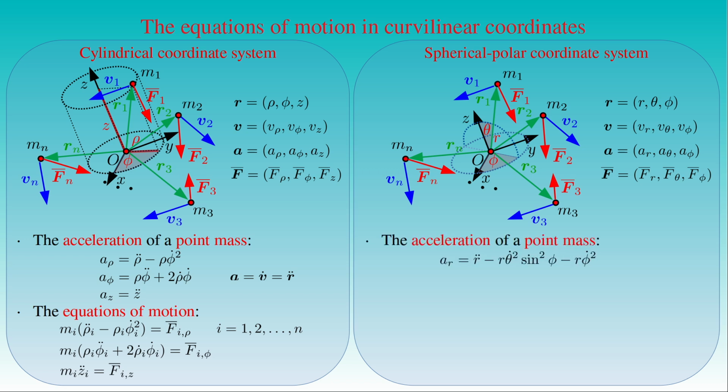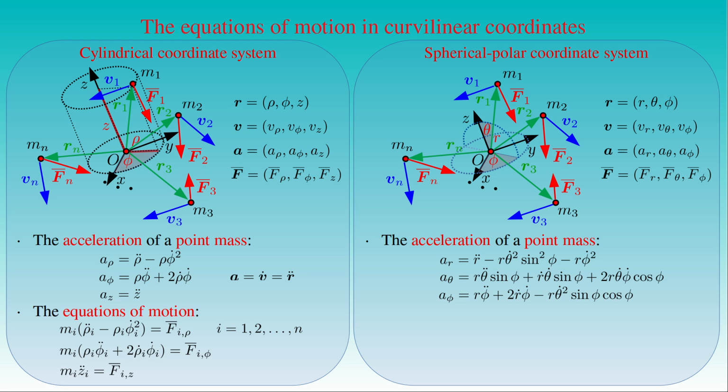The radial component of the acceleration is given by the second-order time derivative of the radial coordinate r, minus r times the square of the first-order time derivative of the polar angle theta times the square of the sine of the azimuthal angle phi, minus r times the square of the first-order time derivative of phi. The polar component of the acceleration is equal to r times theta double dot times sine phi, plus r dot times theta dot times sine phi, plus 2 times r times theta dot times phi dot times cosine phi. Finally, the azimuthal component of the acceleration is given by r times phi double dot, plus 2 times r dot times phi dot, minus r times the square of theta dot times sine phi times cosine phi.